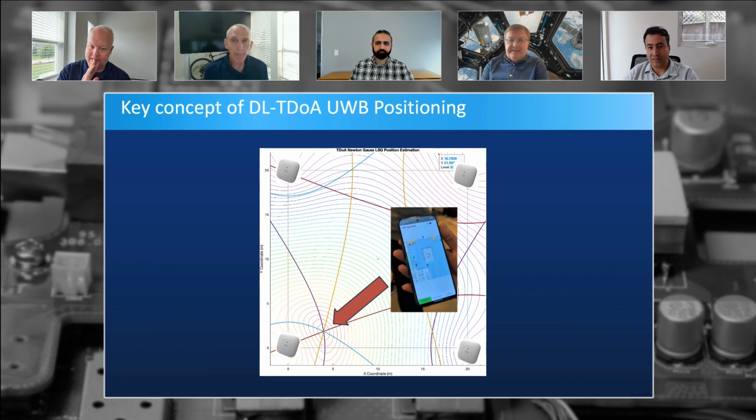Yes. So the phone does the calculation. It receives the messages, calculates the arrival times, calculates the time difference of arrival, and then applies that math in a location engine to provide that exact spot that you're seeing there on the screen. So the location engine is embedded in the phone. Correct. In this case, yes.